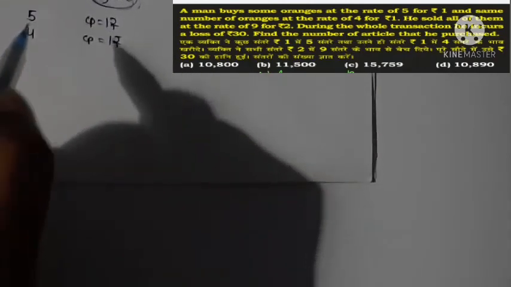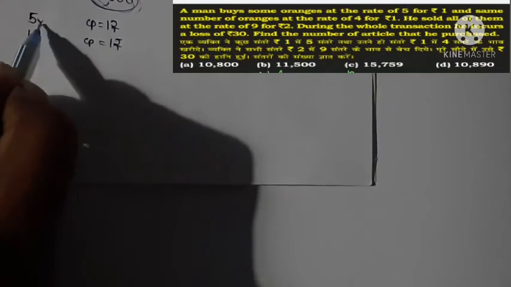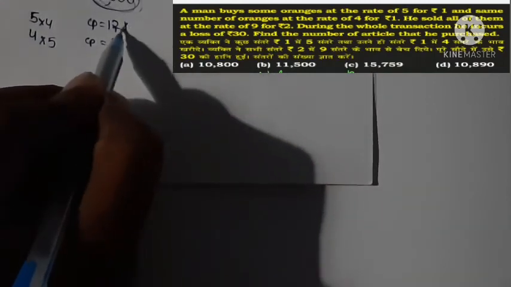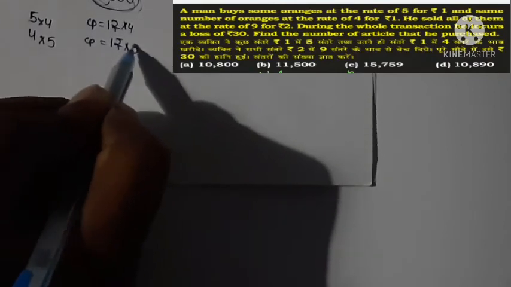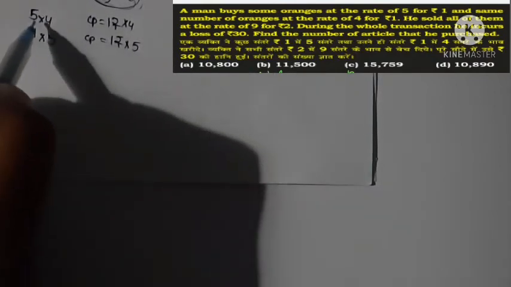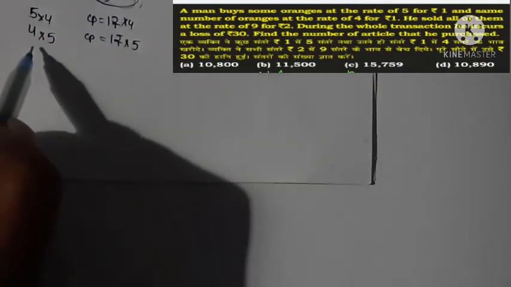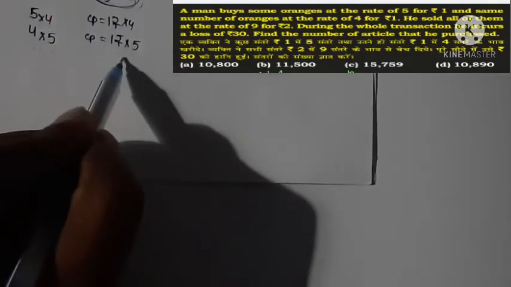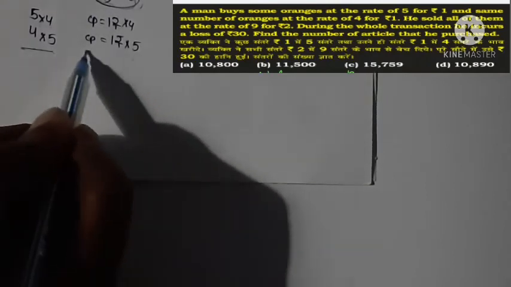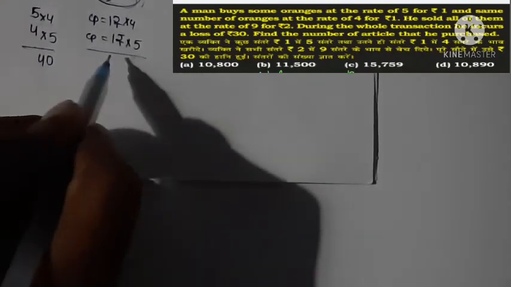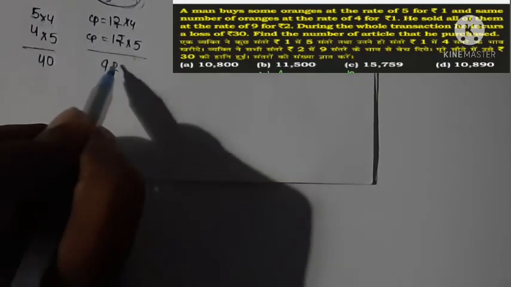So here first you have to equalize the articles. Multiply this value into 4, and multiply this value into 5. So the cost price of 20 articles is 4 rupees, and the cost price of 20 articles is 5 rupees. So the total cost price of 40 oranges is 9 rupees.